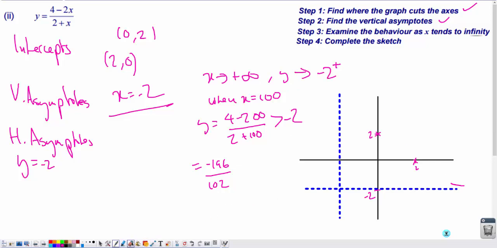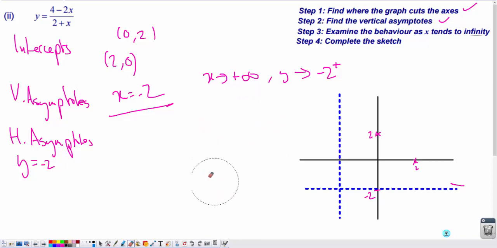Okay, we're going to do exactly the same thing, and you can try it yourself for when x tends to negative infinity, because we don't know what happens over here. I'm pretty sure this is what's going to happen, but let's just check. As x tends to negative infinity, let's plug in x equals -100.